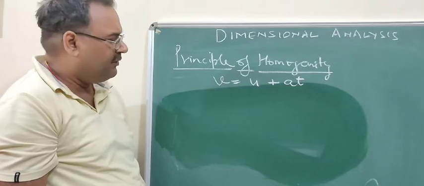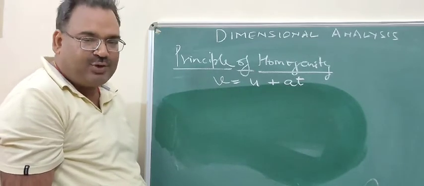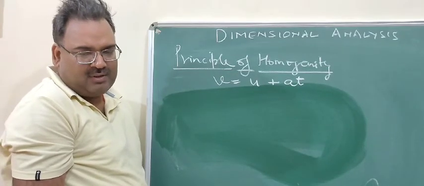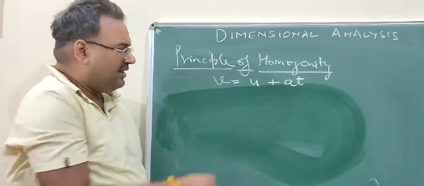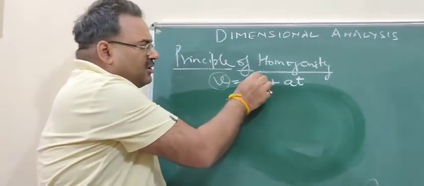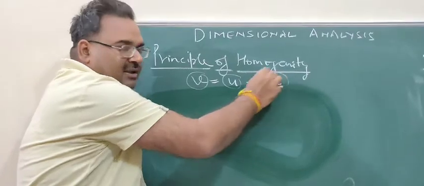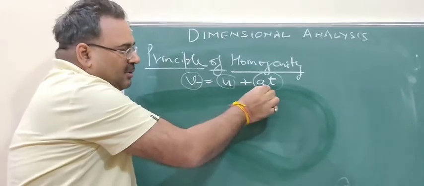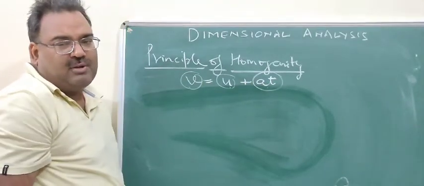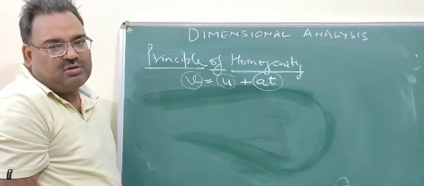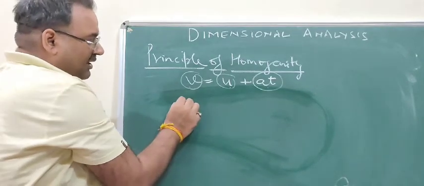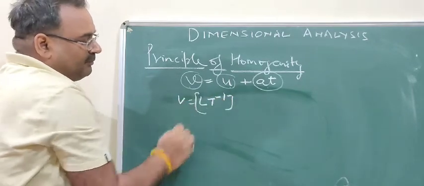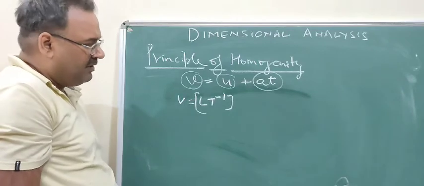We have the equation of motion V equal to U plus AT. You all know V is final velocity, U is initial velocity, A is acceleration and T is time. From the principle of homogeneity, whatever is the dimension of V should be the dimension of U and should be the dimension of AT. Independently, the dimension of U should be equal to the dimension of V, and the dimension of AT should also be equal to the dimension of V. Then it is following the principle of homogeneity. What is the dimension of V? It is meter per second, displacement over time, so the dimension of V is LT-1.